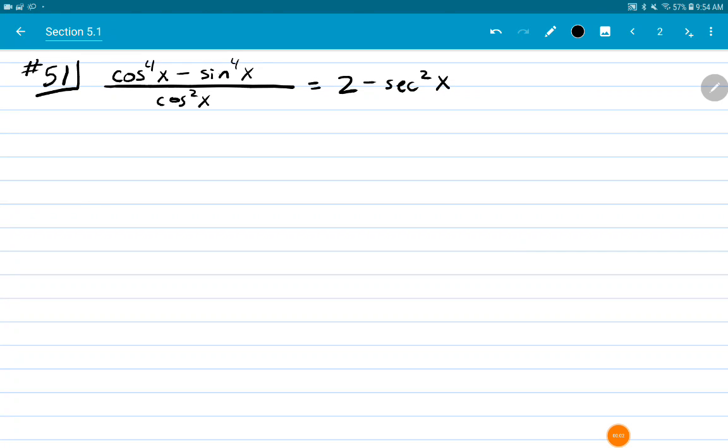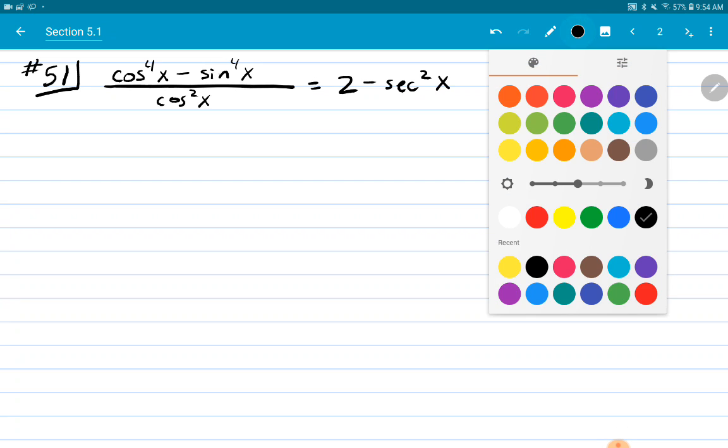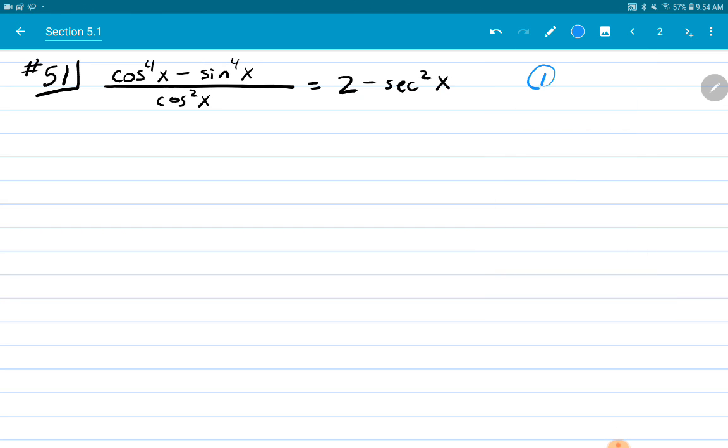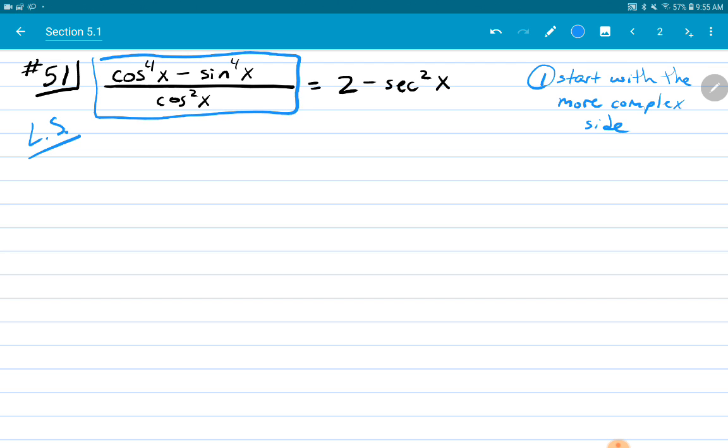In section 5.1, number 51, we have to verify that this equation is an identity. So the first thing I'm going to do is start with the more complex side and try to simplify it to look like the right side. In this case, the more complex side is the left side, so I will start working with this and try to manipulate it to look like the right.